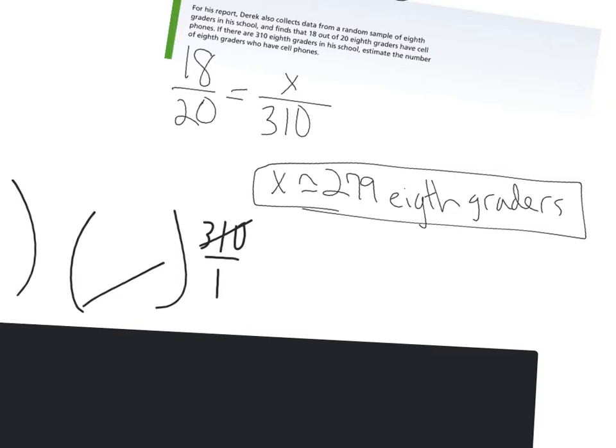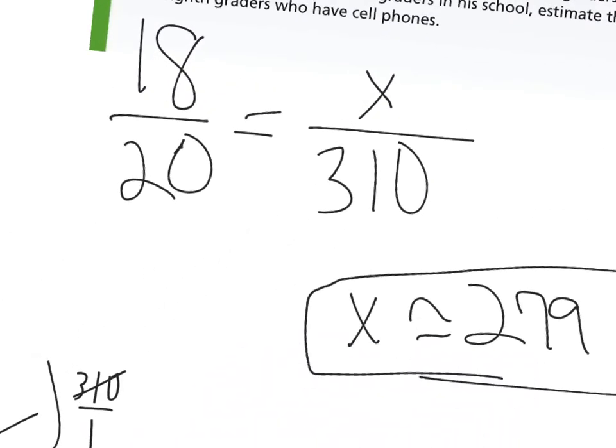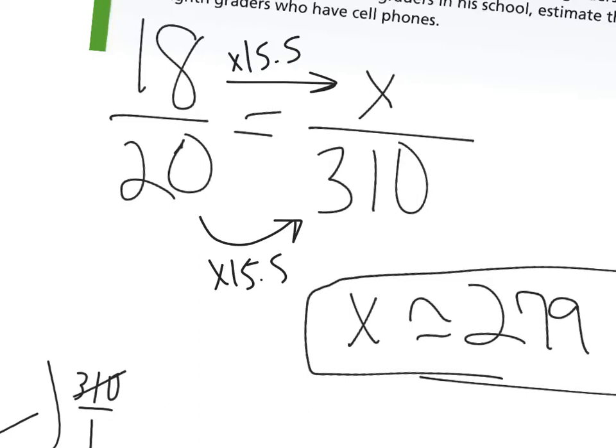Again, another option, you're just dividing it out. 18 divided by 20 would be 9/10, and then you could do 9/10 times 310. Another option, third option, would be looking for a pattern. If you do 310 divided by 20, that would be 15.5. So if you multiply 18 times 15.5, that would get you the answer here as well.